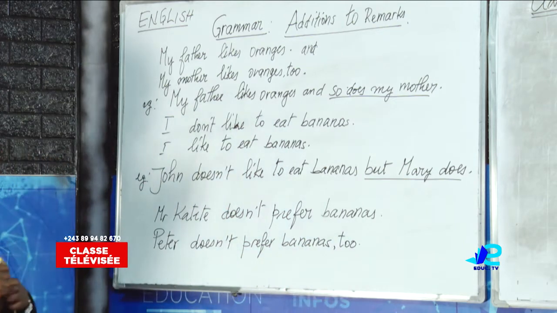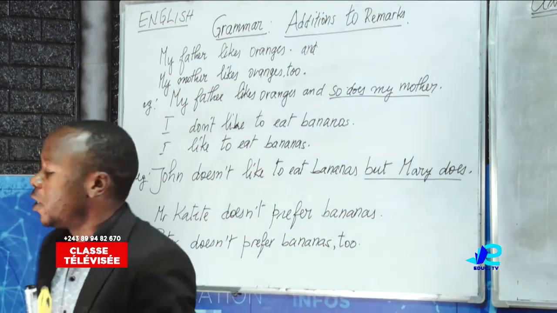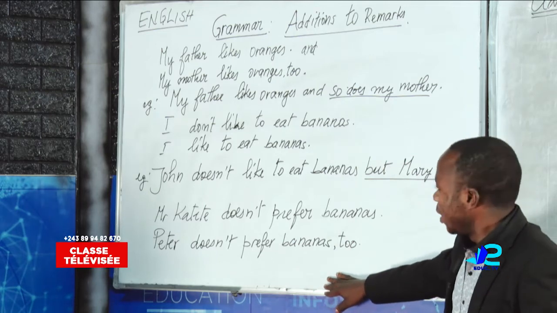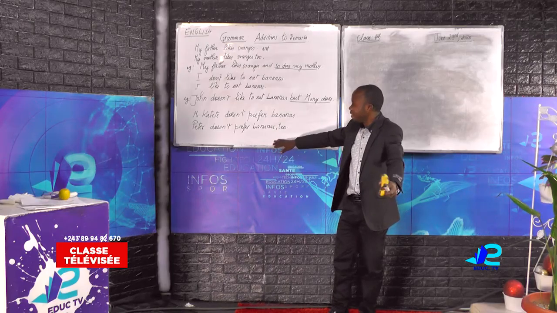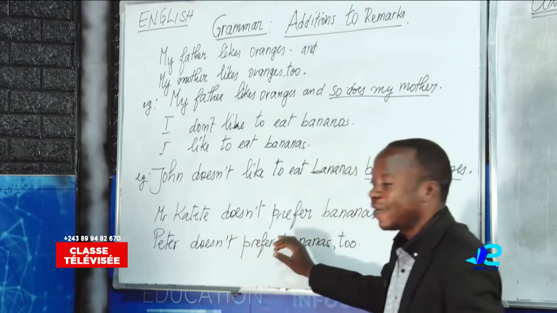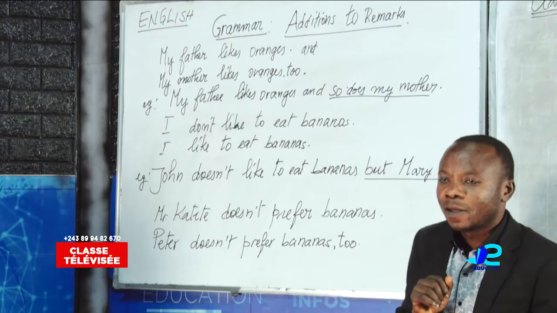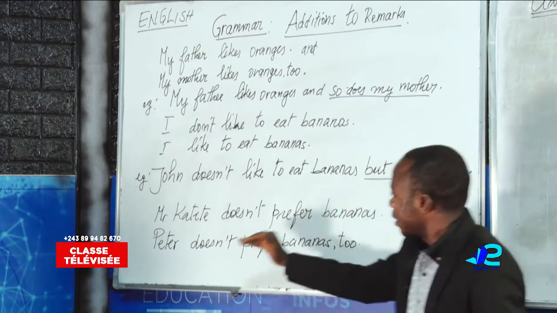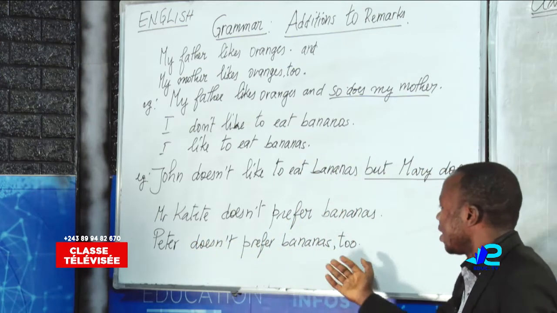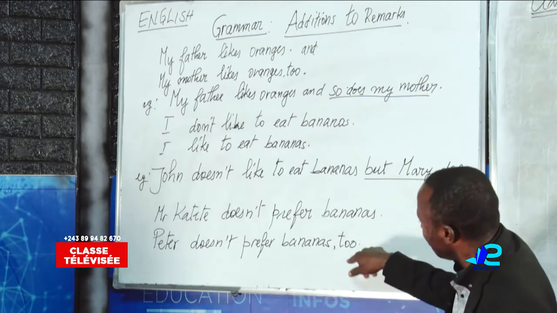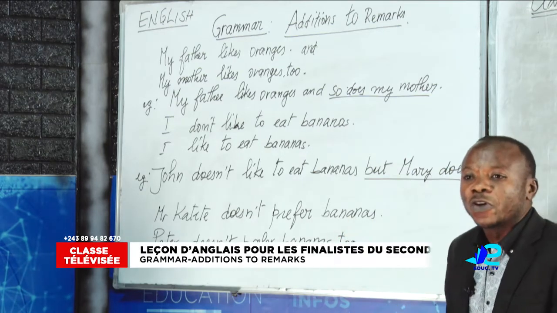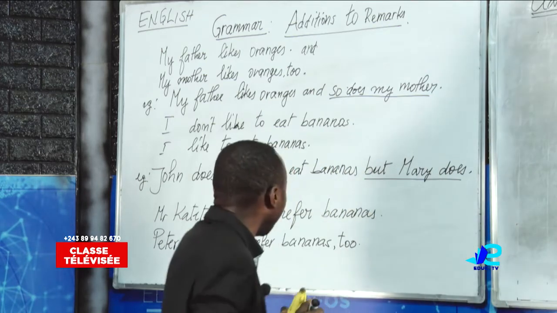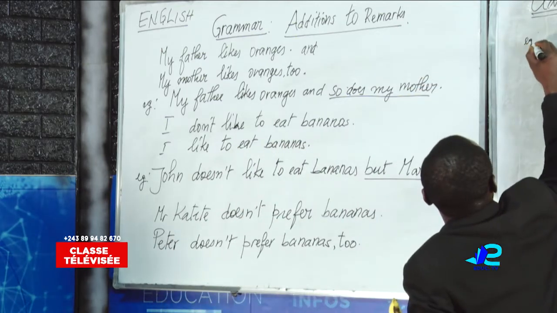When you look at the two sentences, I think that you know the form of the two statements on the board. In which form are they? Right, I know that your answer is the two sentences are in negative. So we have the first, Mr. Katete doesn't prefer bananas. The second is Peter doesn't prefer bananas too. Okay, to avoid using this, we can go together. We put the two sentences together. How can we put them? We can say, Mr. Katete, this is the third example.